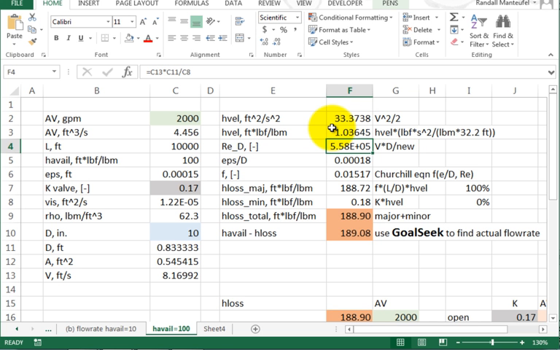There it is. It's turbulent flow. There's the relative roughness. Use the Churchill equation to get the friction factor. Check it on the Moody diagram. 0.015 looks good.